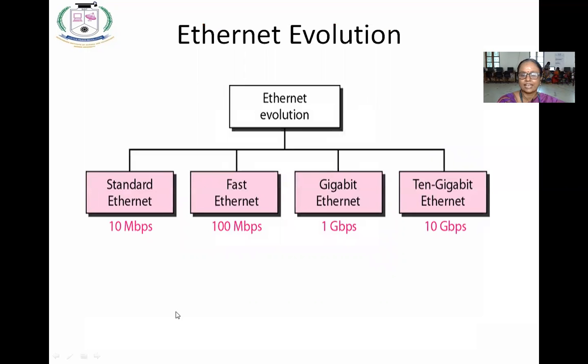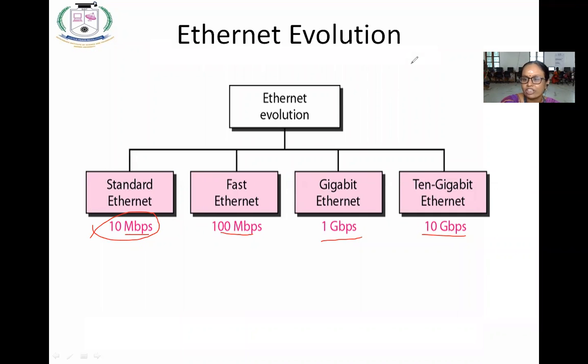Now you just see the Ethernet evolution. While we are looking at the Ethernet evolution, it is standard Ethernet, fast Ethernet, gigabit Ethernet, 10 gigabit Ethernet. How are they classified? Depending upon the speed: 10 megabits per second, 100 megabits per second, 1 gigabit per second, 10 gigabits per second. So we all know this depends on the speed only. We are classifying standard, fast, gigabit, and 10 gigabit Ethernet.